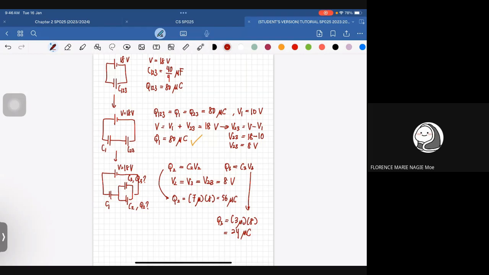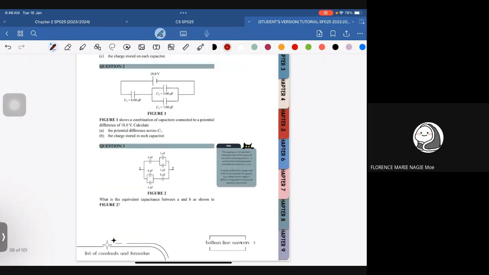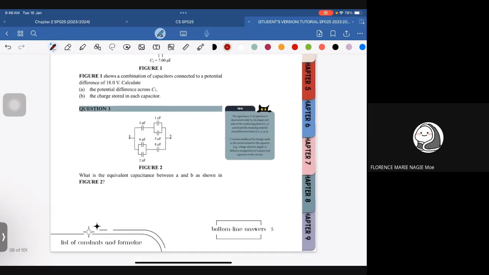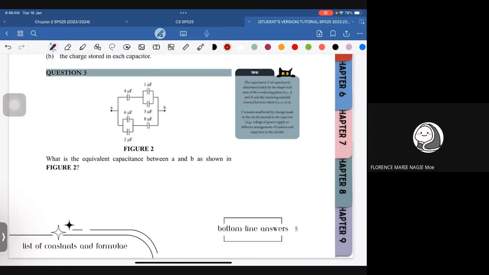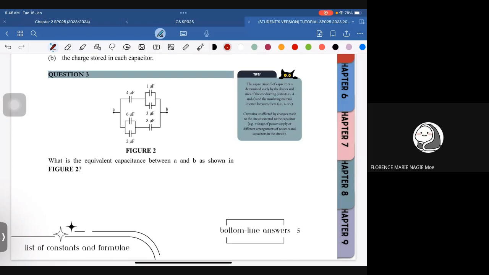Right, so ini untuk soalan 2. So sekarang kita tengok soalan 3. What is the equivalent capacitance between A and B? Okay, so untuk simplify circuit, kamu kena follow mana dia minta. So sekarang ni kita ada junction A and B. So kamu tidak boleh buat turun macam ni.